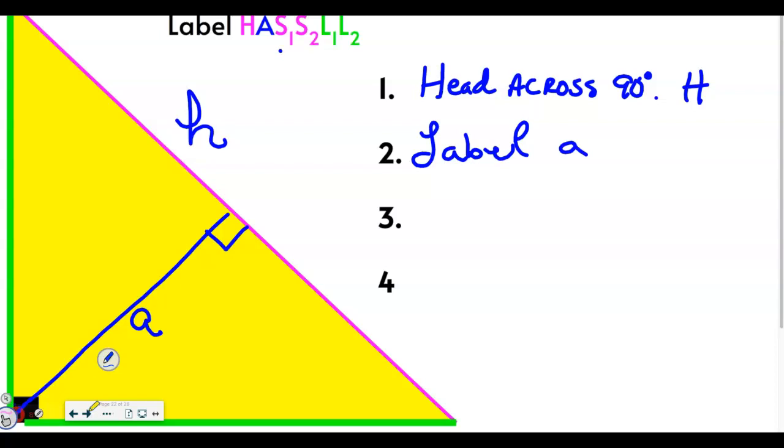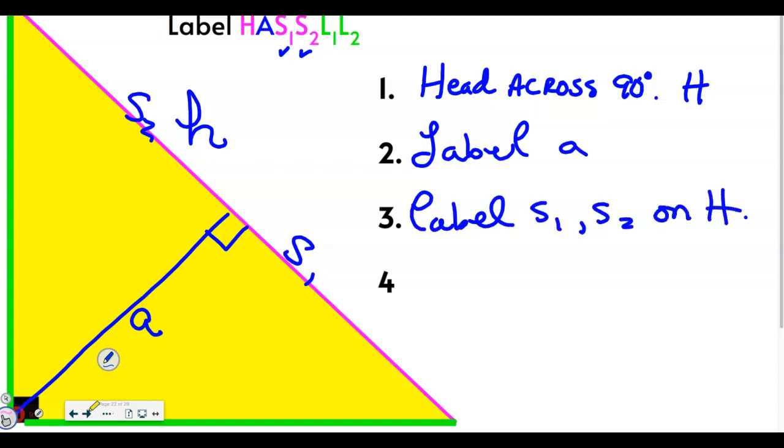These 2 right here are called segments of the hypotenuse. You can think of them as sides, or you can think of them as sliced, but it's these 2 pieces. I like to label the shorter one S1 and the bigger one S2. So the third thing you're going to do is label S1 and S2 on the hypotenuse into 2 pieces. So go ahead and, if you can do this, this section might be pretty easy for you. All right? The next thing you're going to do, so the H, you head across, the A is inside. This gets sliced into 2 pieces. I like to call the smaller one S1, the bigger one S2.